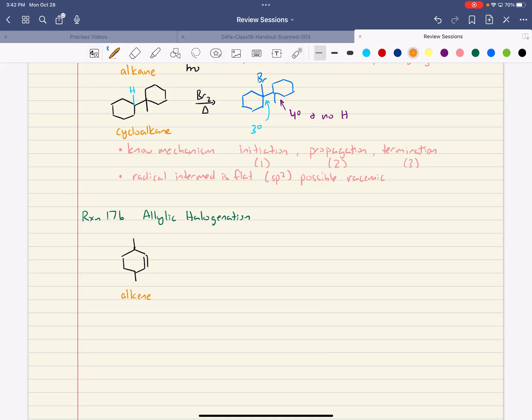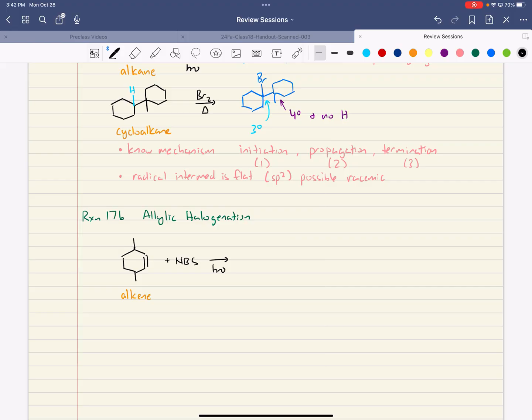We use a special reagent called NBS, and NBS also uses light or heat. That tells me that it's radical. Whenever you use light or heat, it's a radical reaction, meaning that we're going to form a radical intermediate.